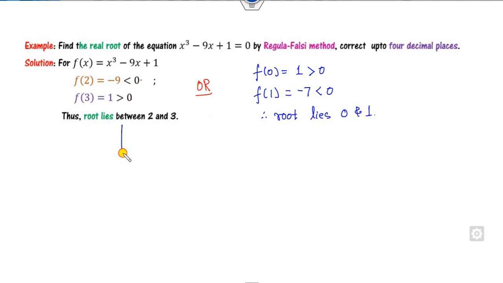It's your choice whether you want to proceed on this side or on this side, because there are three roots. So one root lies between 0 and 1. The second root lies between 2 and 3. Also, you can find another root as well.